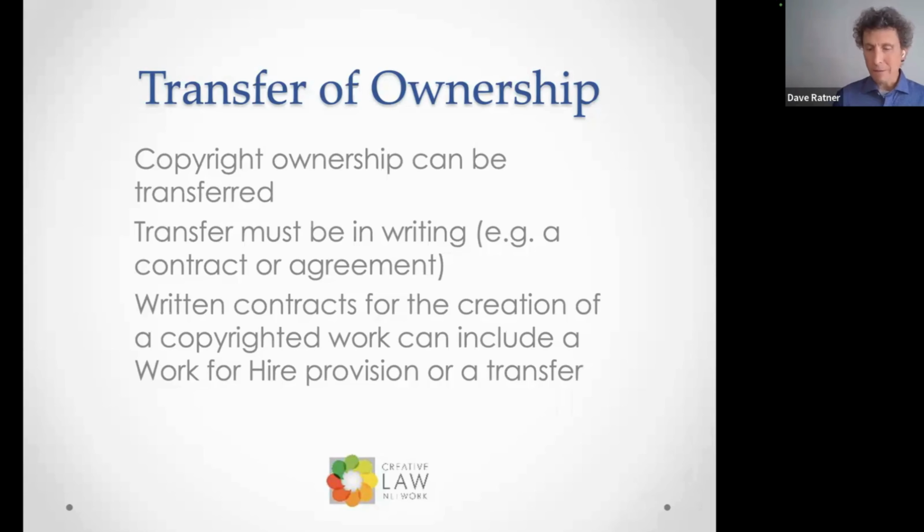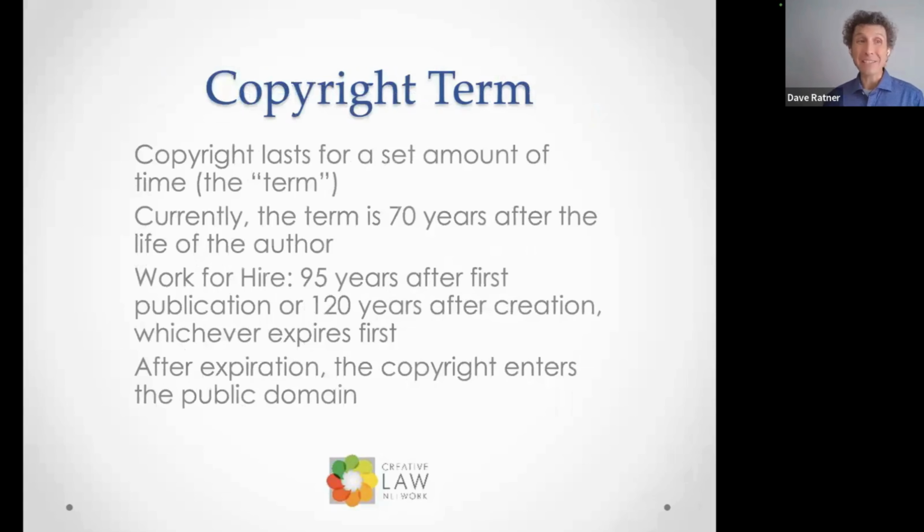One of the things that's often surprising to folks about copyright is how long copyright lasts. The length of a copyright is what we refer to as the copyright term. Currently, copyright term is 70 years after the life of the author, which means if I were to write a poem today, I own the copyright in that poem, and that copyright exists until 70 years after my death. It's a very, very long time.